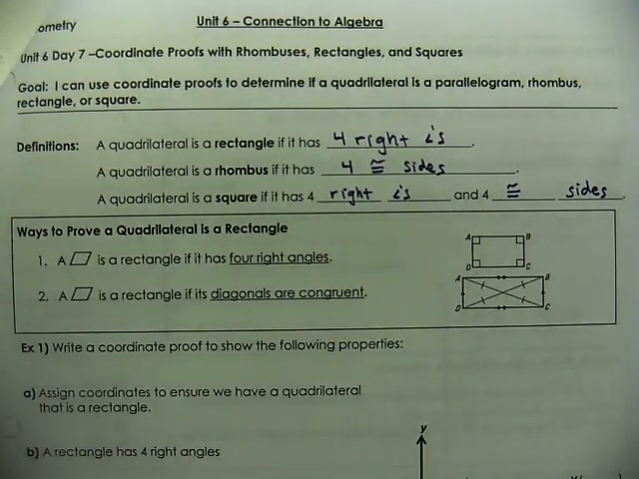Today we're looking at rhombuses, rectangles, and squares through the lens of a coordinate proof. And we have a few examples to go through here as well. Let me first take you back to the previous chapter and show you this Venn diagram that we made.